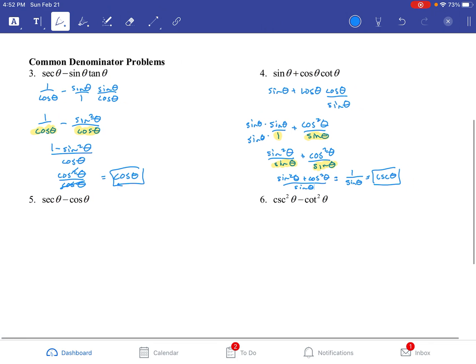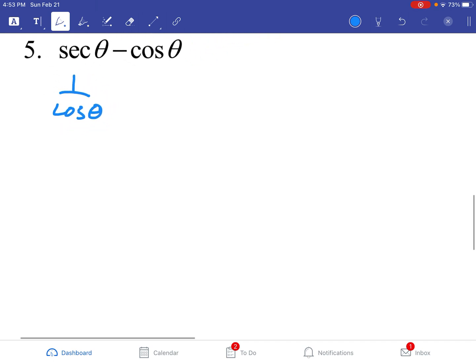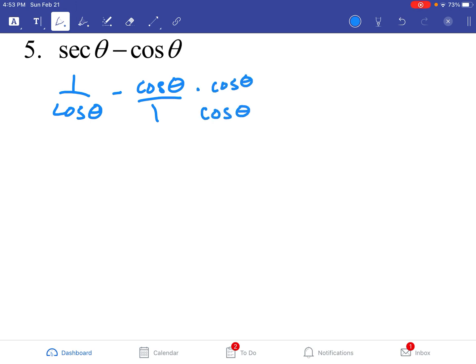Okay, next moving forward, we have secant minus cosine. So we're going to change the secant to 1 over cosine minus cosine over 1. Now these two fractions don't have the same denominator, so we're going to multiply the second fraction by cosine to make sure they do have a common denominator.